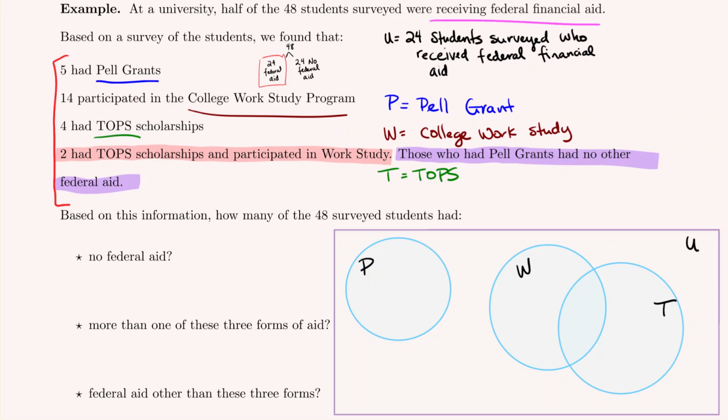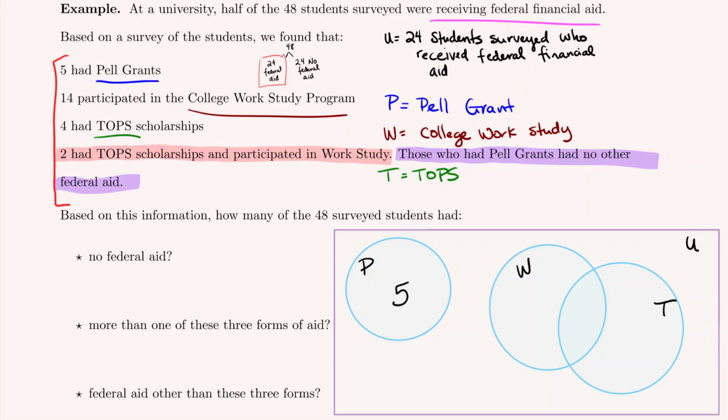Okay, and then as we label in how many students were in each, remember the key idea that you always go to the most restricted sections first. So in terms of the most restricted sections, I would say the students with Pell Grants and the people overlapping the work study and TOPS are the ones we'd want to address first because those are given very specifically. We know that if you had a Pell Grant, you had no other federal aid and 5 students had Pell Grants. So right now, I'm going to label on the interior 5, and what I'm saying here is there's 5 students in the Pell Grant list.